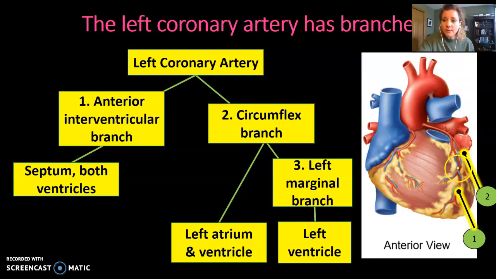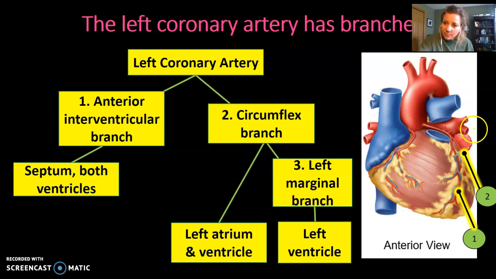My first branch travels down the front of the heart, or the anterior aspect of the heart. This is called the anterior interventricular branch of the left coronary artery. It's going to serve the cells that make up the septum and cells that make up both ventricles, the right ventricle and the left ventricle. The second branch of the left coronary artery is called the circumflex branch.